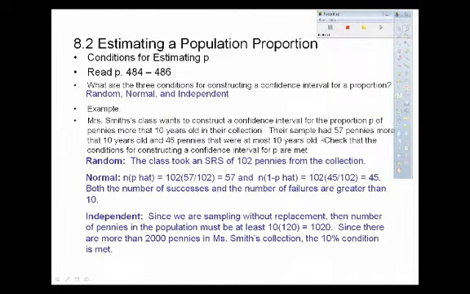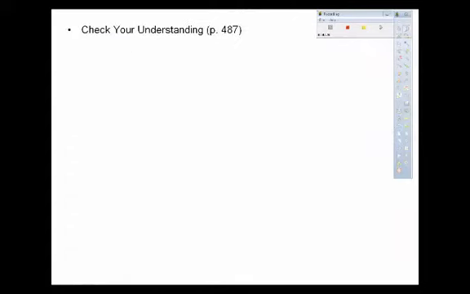Independent? Okay, well, since we're sampling without replacement, then the number of pennies in the population must be at least 10 times 102, which is 1,020. Since there are more than 2,000 pennies in Mrs. Smith's collection, the 10% condition is met. So check your understanding. Stop, pause this, and check your understanding on page 487.